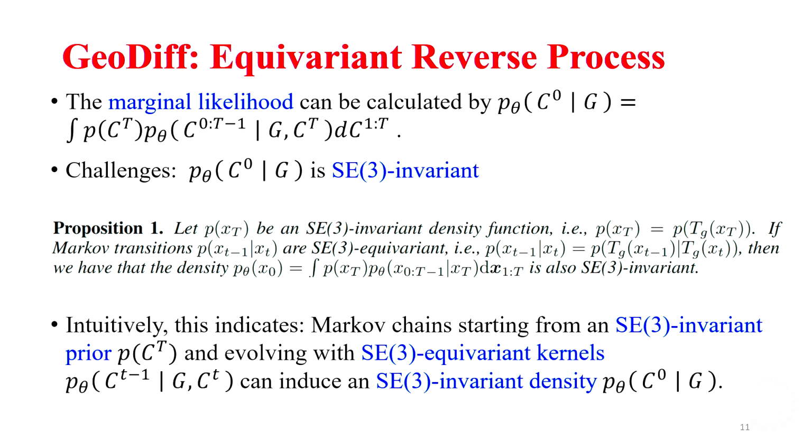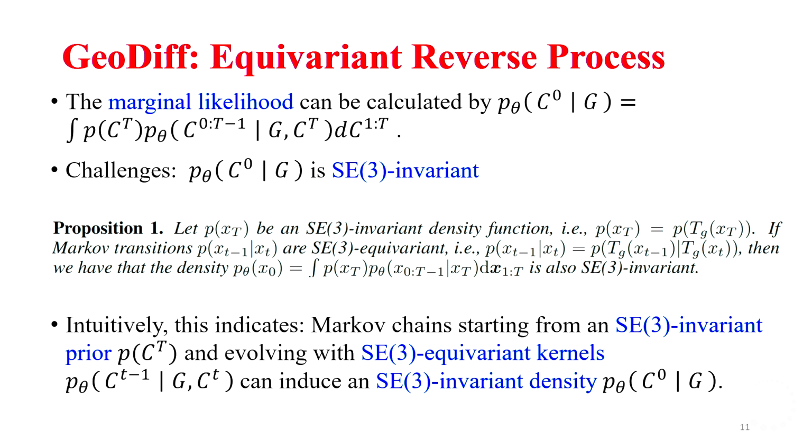SE3 is simply what we call the physical symmetries of translation and rotation in 3D space. So how do we ensure that our final distribution is SE3 invariant? Well, if we start with an invariant density function, like our noise distribution is SE3 invariant, let's just assume we can sample from such a distribution.